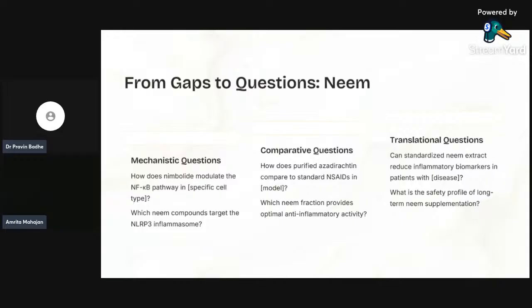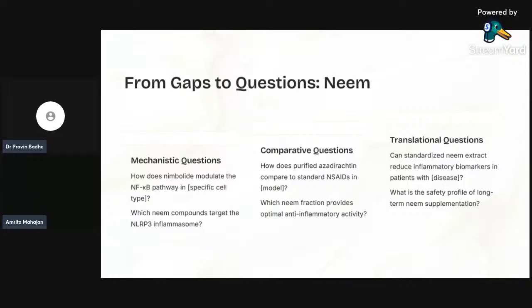There will be a comparative question as well, like how can purified neem be compared to standard NSAIDs? You can search in models too. What are the differences, and how can it be competitive with the marketed products? Which neem fraction actually provides the anti-inflammatory activity? You need to find out if they have actually provided those fractions, exactly on which fraction it is giving the activity.